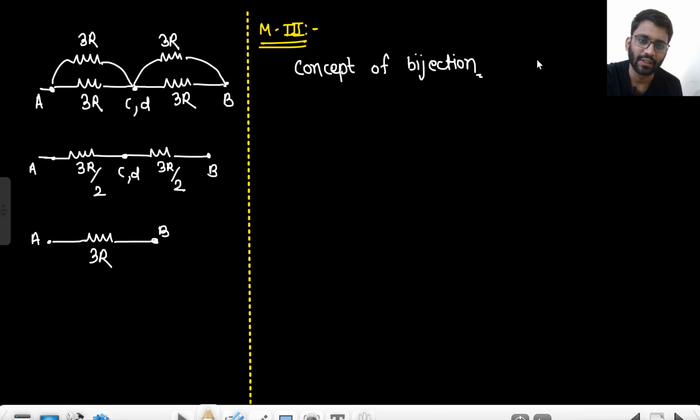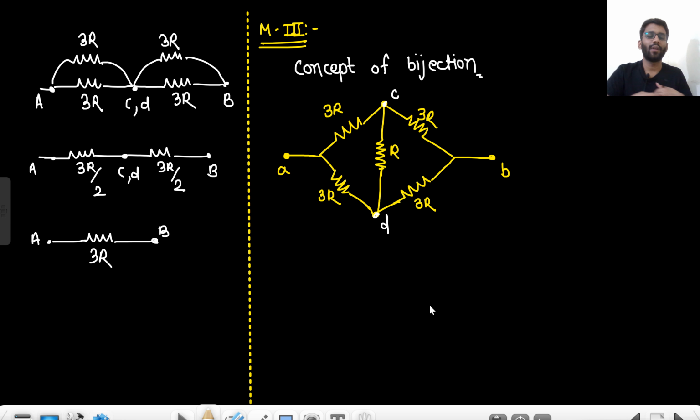So I will just copy the circuit here. Now I am saying that you have to bisect this circuit between two equal parts. Can you do that? Sure, you can. You will say that I can bisect it like this. So in the upper part we will see 3R and R by 2, and in the lower part we will see 3R and R by 2.